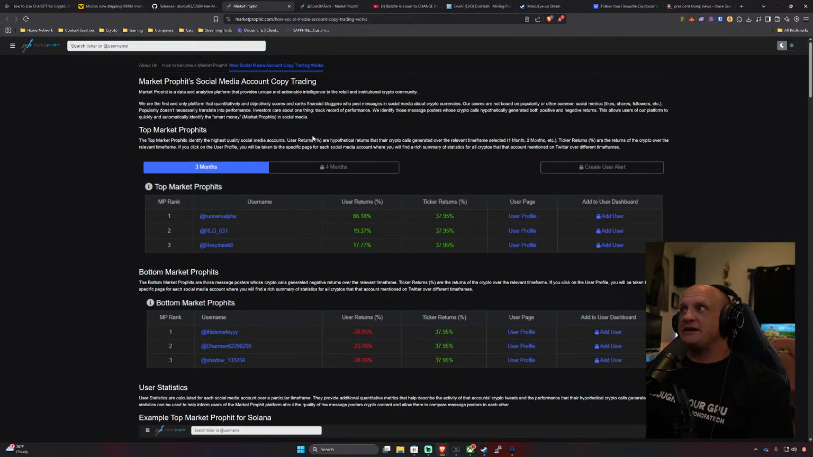They are the first and only platform that quantitatively and objectively scores and ranks financial bloggers who post messages in social media about cryptocurrencies. Their scores are not based on popularity or other common social metrics like shares, likes, followers, etc. Popularity doesn't necessarily translate into performance. Instead, investors care about one thing: track record performance. So they identify those message posters whose crypto calls hypothetically generated both positive and negative returns. This allows users of the platform to quickly and automatically identify the smart money in social media.